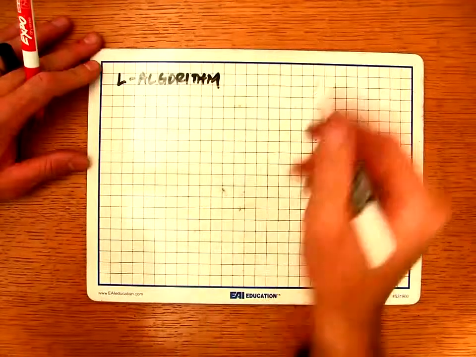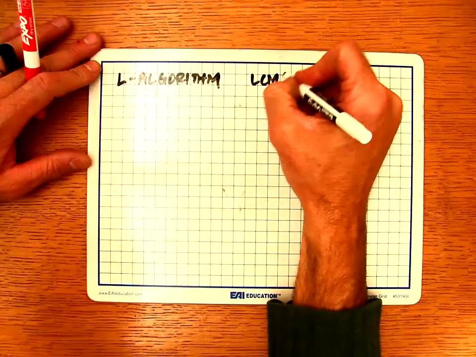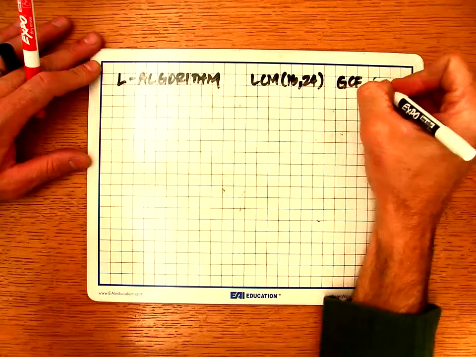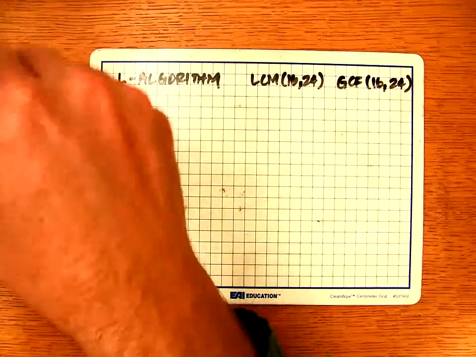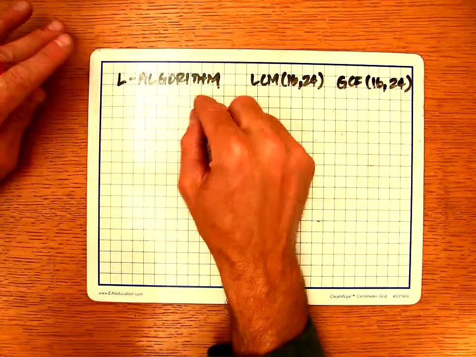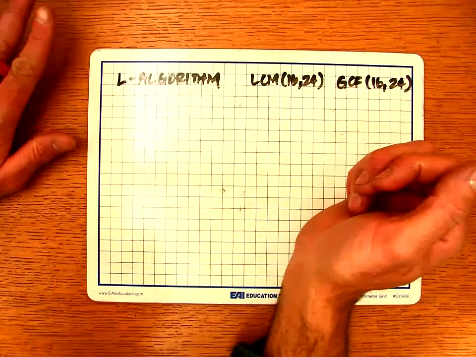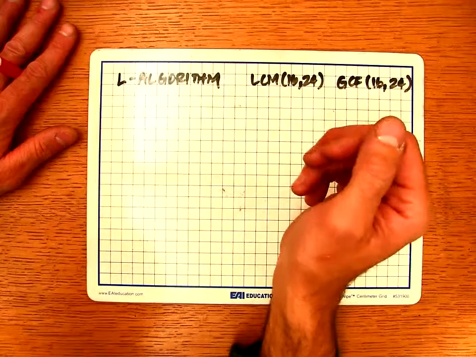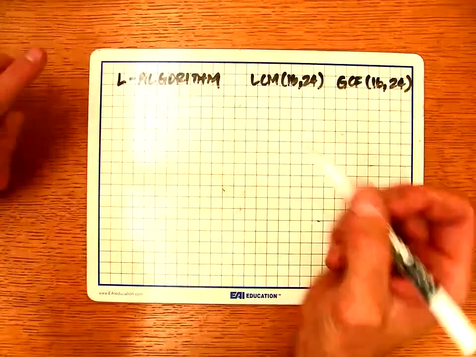So we're going to do the L algorithm, and our sample problem will be find the least common multiple of 16 and 24 and the greatest common factor of 16 and 24. Okay, so the L algorithm comes to us from the Singapore Math Series. Seems to use this a lot. Seems to be taught quite a bit in America now, although I think it was first taught in Singapore, or at least championed by the Singapore Math Curriculum. So let's go ahead and start the algorithm.